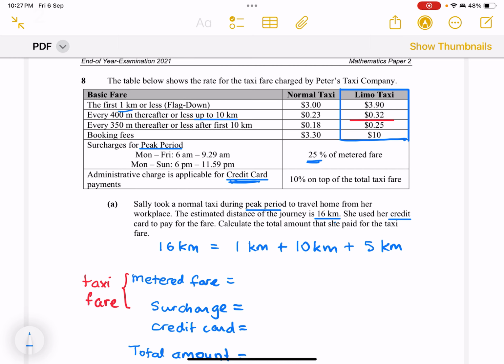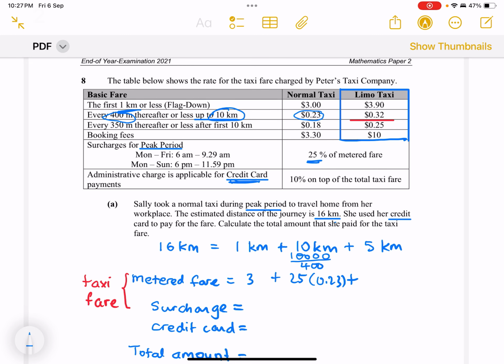The first km is $3. Then the next 10 km is 23 cents for every 400 meters. So we need to find out how many 400 meters there are. We take 10 km divided by 400, and 10 km divided by 400 is actually 25 400s. And for the 25 400s, each 400 is charged 23 cents.